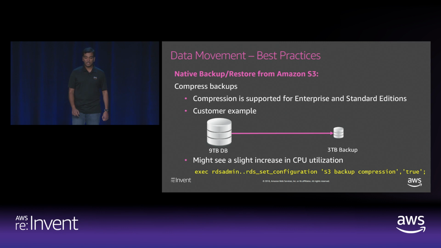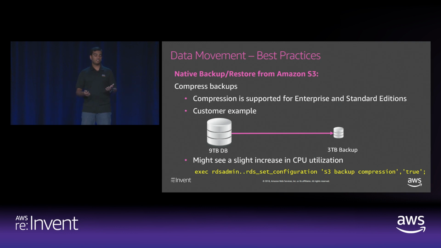Just for the native backups itself, one thing that we recommend is, if you're running Enterprise or Standard Edition, enable compression. The compression algorithms have gotten better, and they do not consume as much CPU as in the older versions, but the compression ratios are really good. One of our big financial customers had a 9 terabyte database that they were able to compress to a 3 terabyte backup.